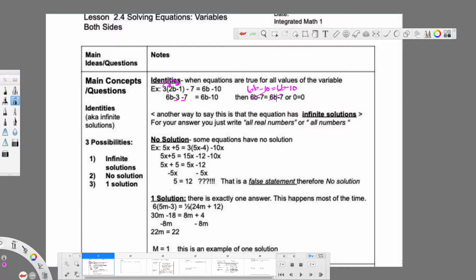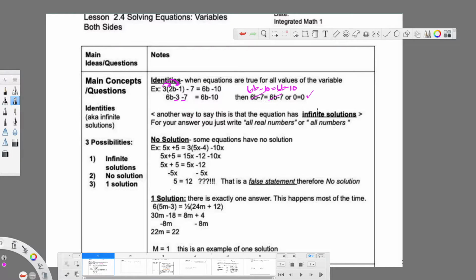So if I started moving things across, if I said plus 10 on both sides, well, the 10s would cancel. If I said plus 6b on both sides, the 6b's would cancel. So really we'd end up with 0 equals 0. Well, that's true. So that's what we call an identity, and it's infinite solutions. That's another way to say this, that the equation has infinite solutions. For your answer, you just write all real numbers or all numbers, something along those lines. But it just means that I can plug anything I want in for the variable, and it will be true.